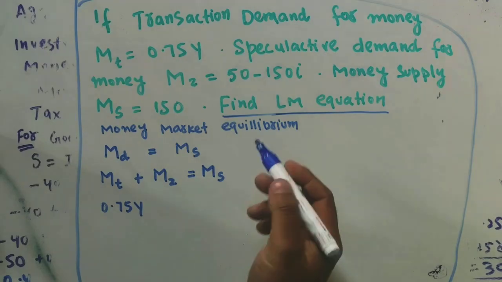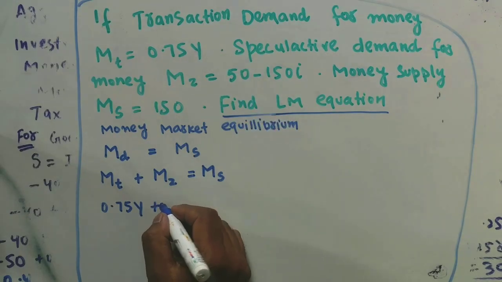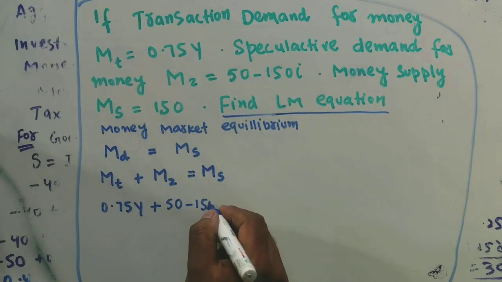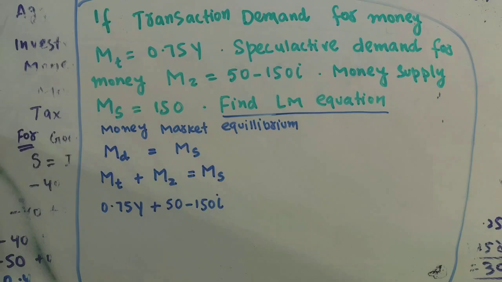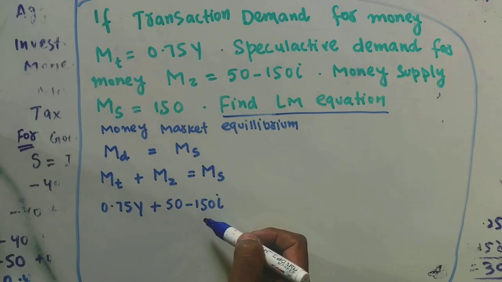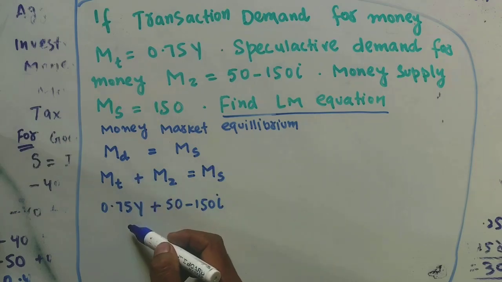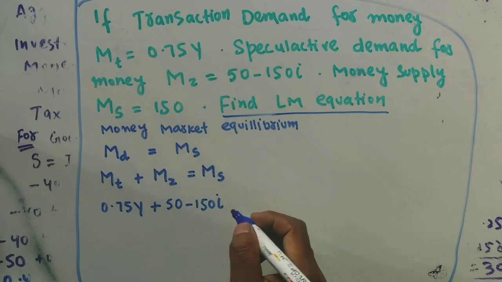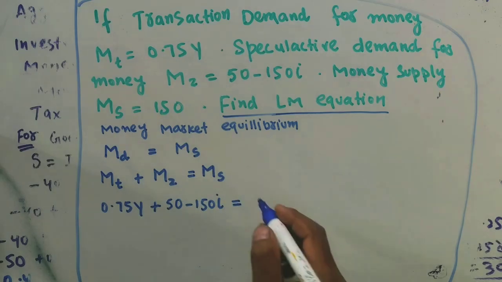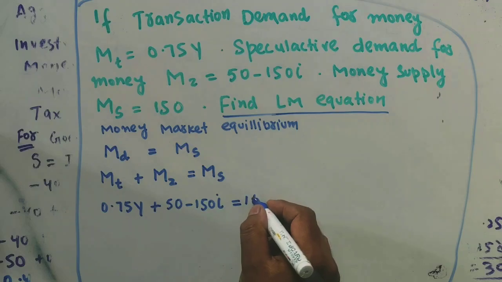And then we have the speculative demand for money, which is being given as 50 minus 150I, where I denotes the rate of interest. So demand for money has two components. One is for transactionary purposes, another is for speculative purposes. So transactionary demand for money is a positive function of income, and speculative demand for money is a negative function of the rate of interest, and it should be equal to the money supply, which is given as 150.